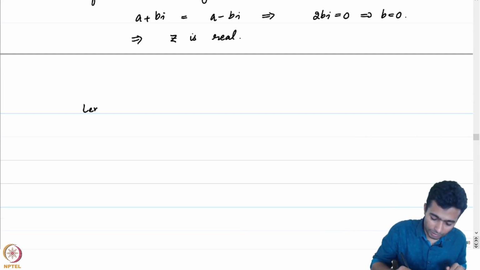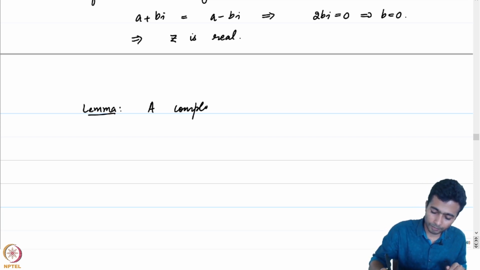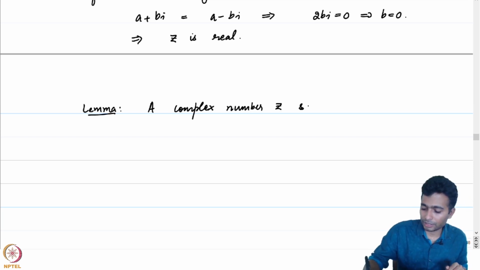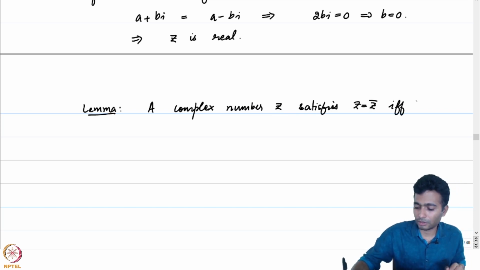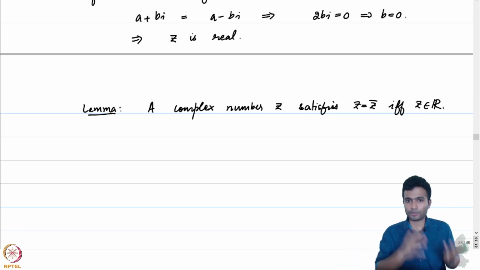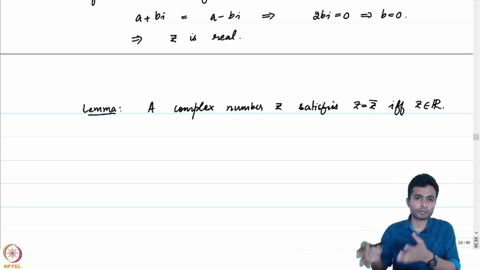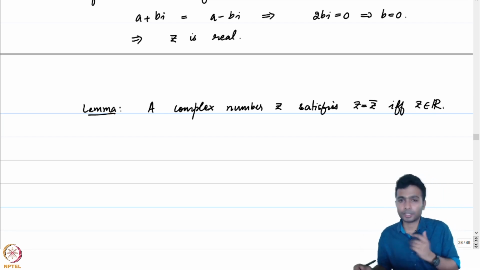So hence we have a small observation here, which I will write as a lemma. A complex number z satisfies z is equal to z bar if and only if z is in R. So let me slowly start doing this identification of R with the real axis. Basically, this means that the imaginary part is 0.